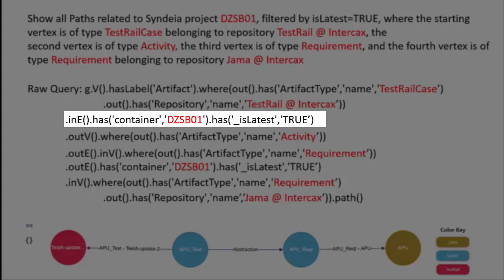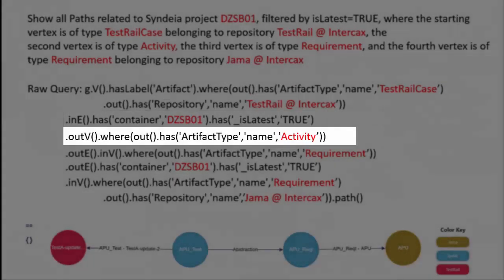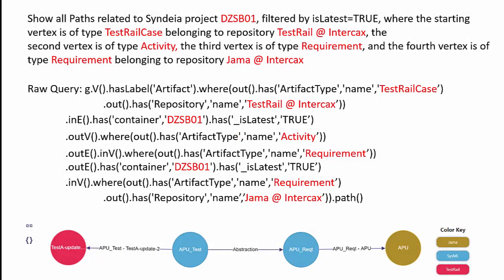We have also restricted relations to only the latest versions, remembering that Syndea Cloud saves older versions of the relations as well. The opposite end of this relation must originate from a vertex of type activity. Here we have made an assumption that there is only one artifact type with the name activity. If there were more, this would create an ambiguity. We could use the type property instead, art type 6, which is a SysML activity, instead of the name property to eliminate this ambiguity. So far, we have only traveled to the second vertex.